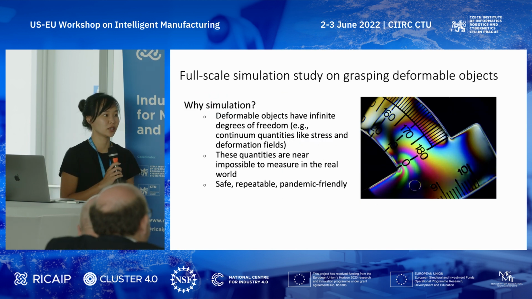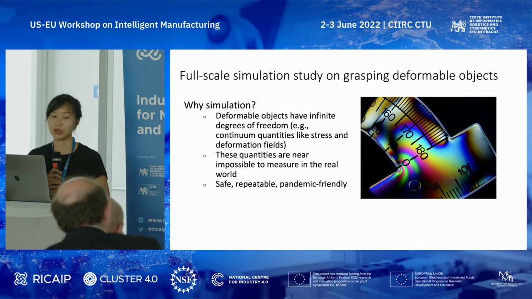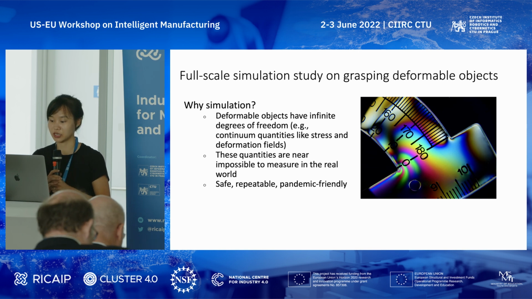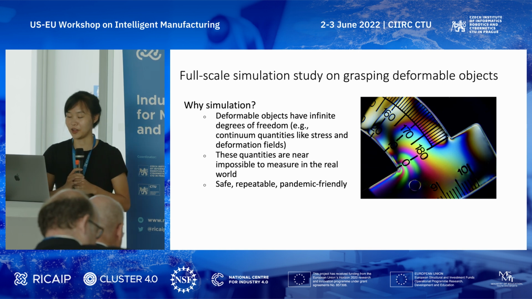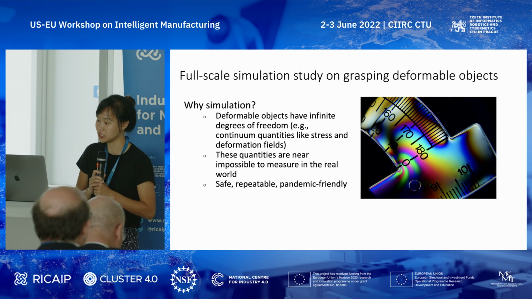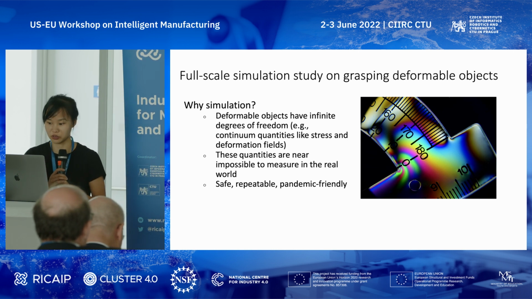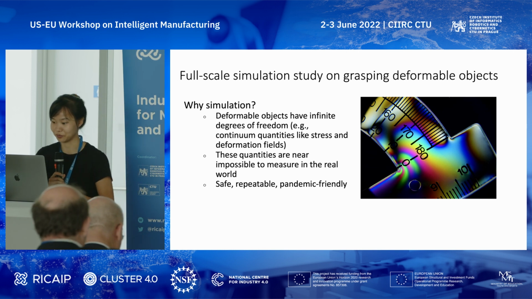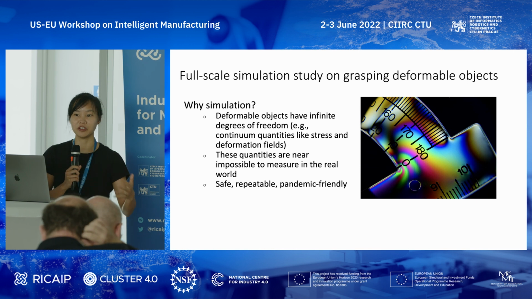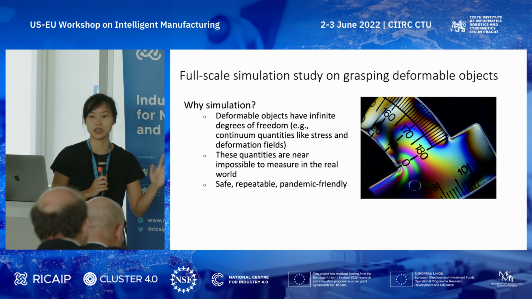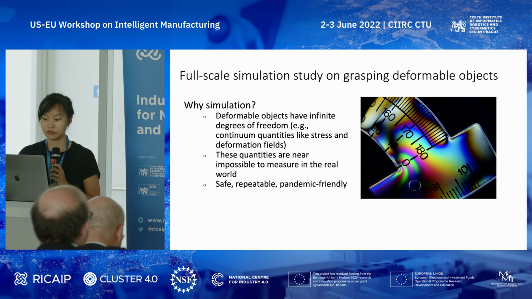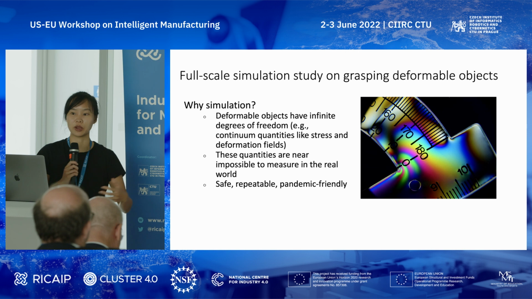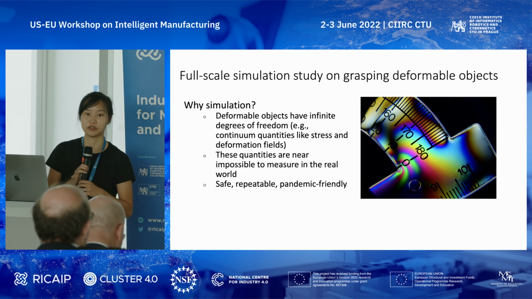Now, we say that this full-scale study is best performed in simulation for several key reasons. First of all, deformable objects have infinite degrees of freedom. And so therefore, they're best described by continuous field quantities such as deformation and stress fields. These quantities are also impossible to measure in real life, not only in real life, but in real time. But this can be done in simulation. And finally, simulation can lead to safe experiments that are repeatable, and so are great for planning strategies before you do it in a factory or in real life.